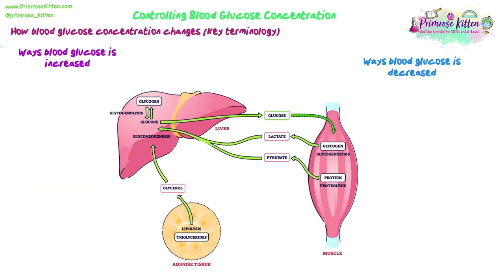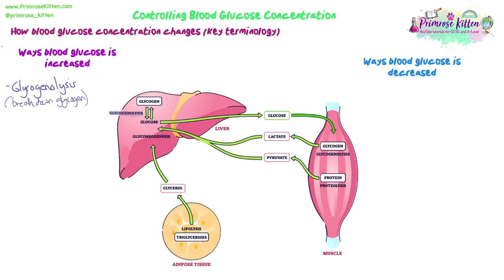So we need to know how blood glucose concentration changes so that we can understand the reactions and how insulin and glucagon actually cause these changes. And there's some key terminology in here that we have to know that can trip some people up. So glycogenolysis basically means the splitting of glycogen. Glycogen, o, lysis. Lysis meaning to split or burst, break. So it's basically the breakdown of glycogen into glucose.